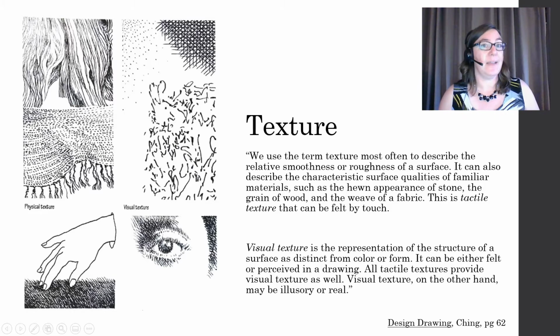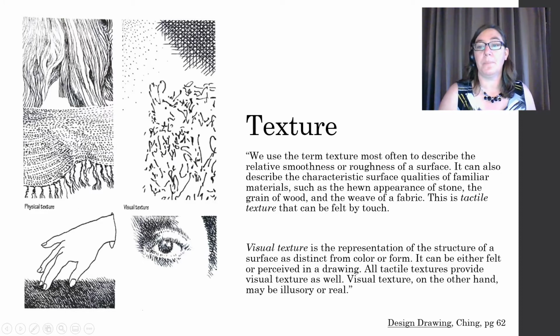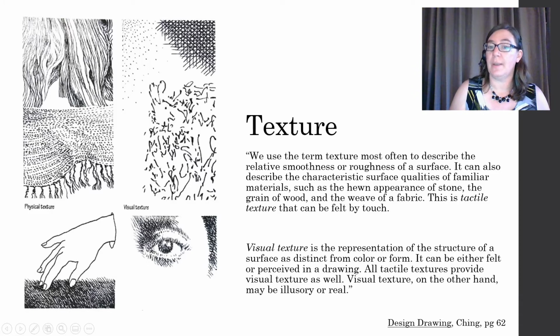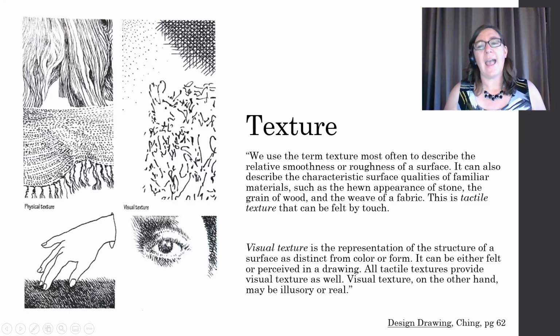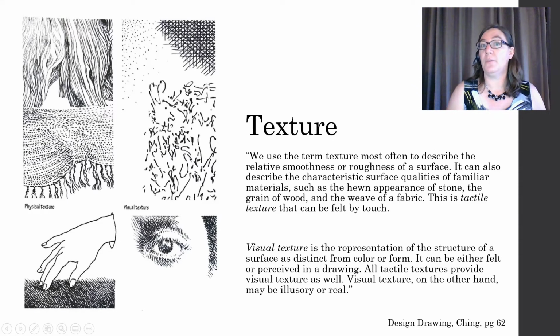This is tactile texture that can be felt by touch. Visual texture is the representation of the structure of a surface as distinct from the color or form. It can be either felt or perceived in a drawing. All tactile textures provide visual texture as well, but visual texture, on the other hand, may be illusory or real.